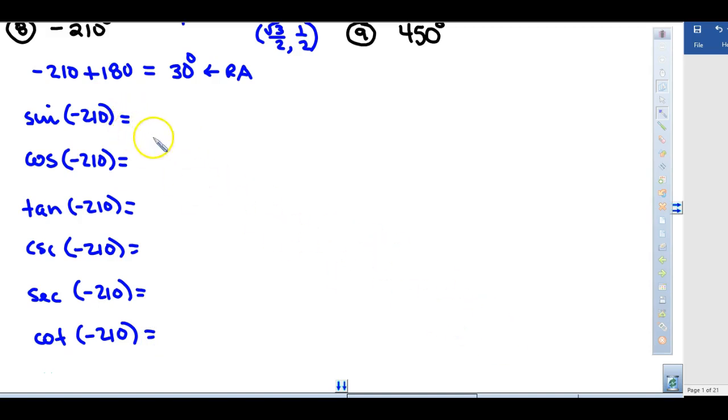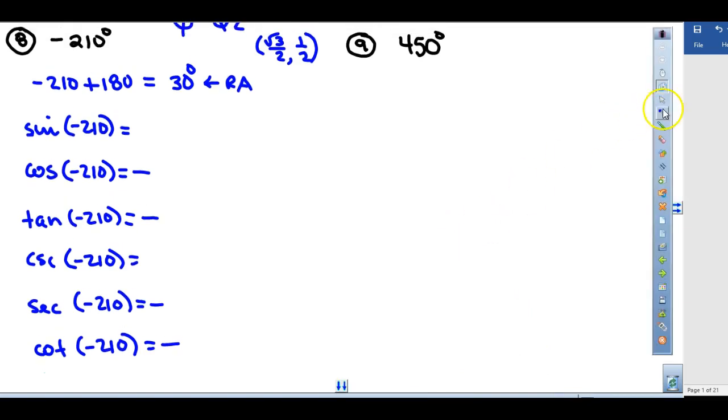Okay? But again, since I know that I'm in the second quadrant, I know that sine and its inverse cosecant will be positive. Everything else will be negative. So go ahead and put that negative sign. And then, okay, sine is going to be our y-coordinate. Cosine is that x-coordinate. Tangent, we're going to divide these out. The 2's cancel.